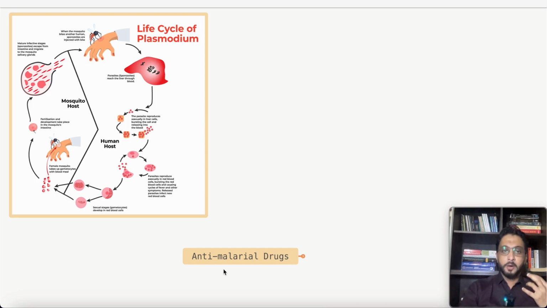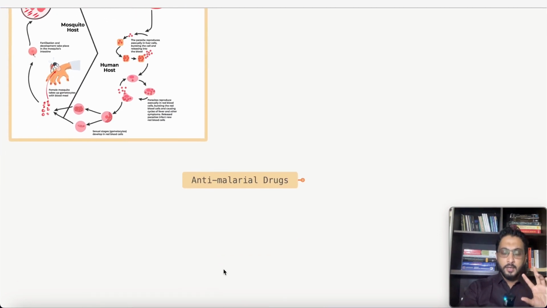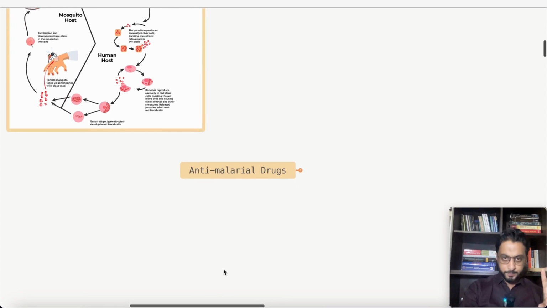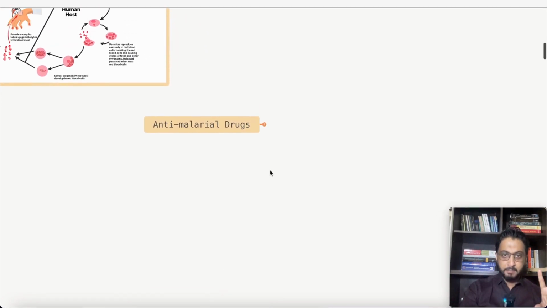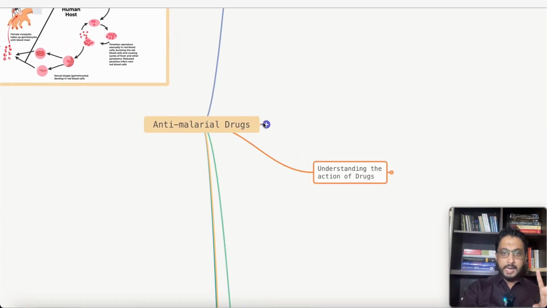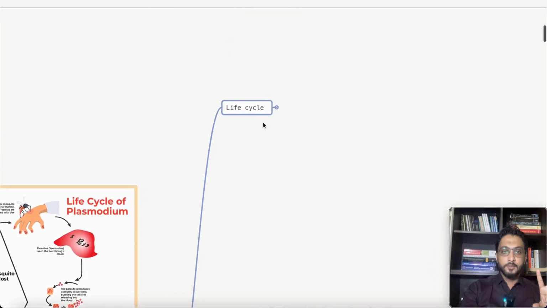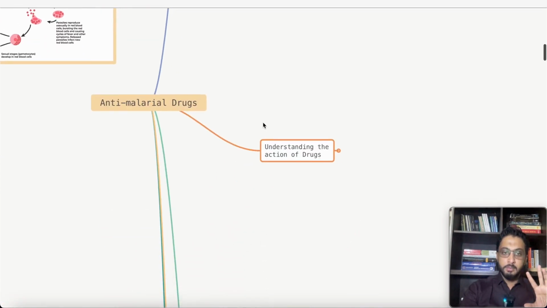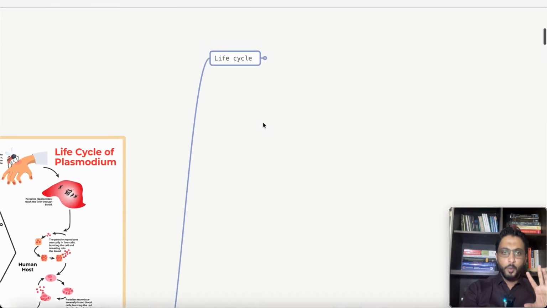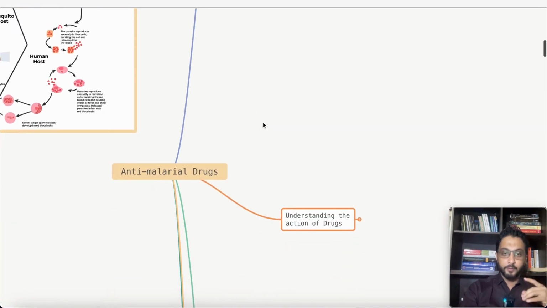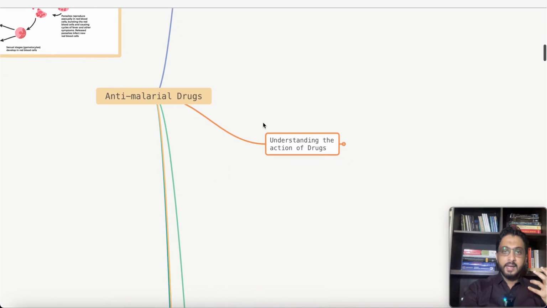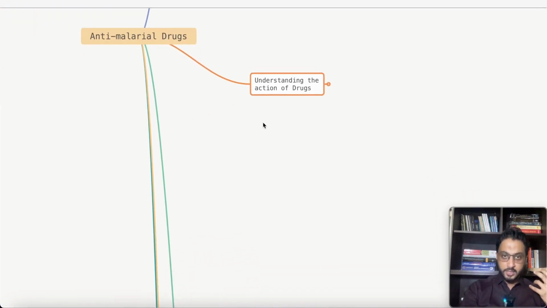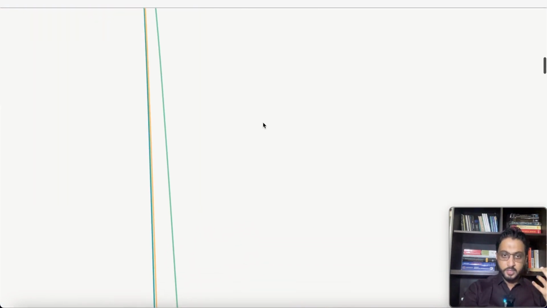To start with, I'm going to discuss the anti-malarial drugs. I would say literally the most important among all. This will be a little lengthy comparatively, and I'll be discussing it under different headings. One is the life cycle of this particular parasite, which is plasmodium. Then understanding the action of the drugs, that is, the classification of the drugs.